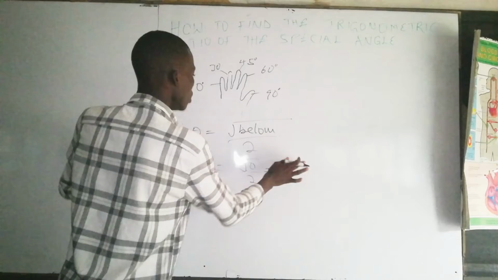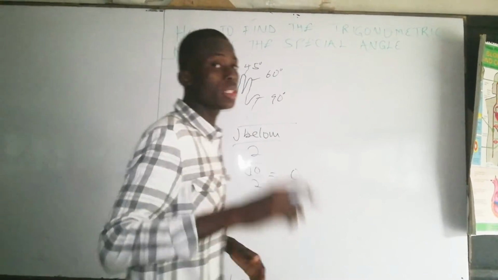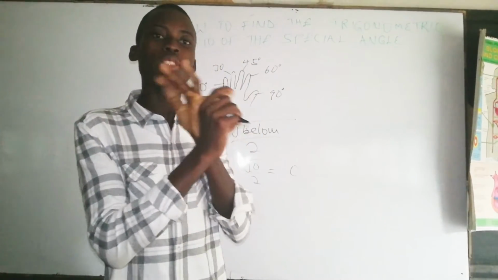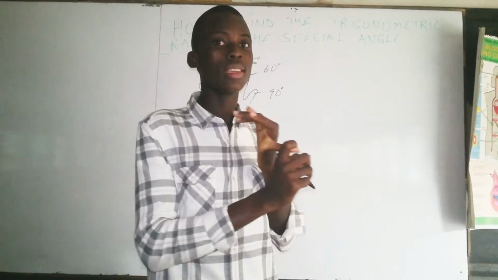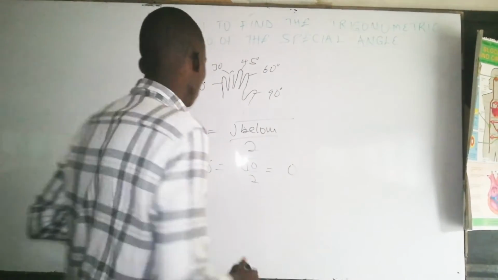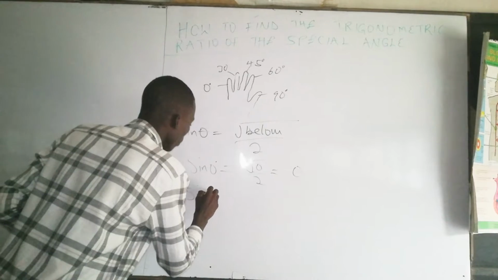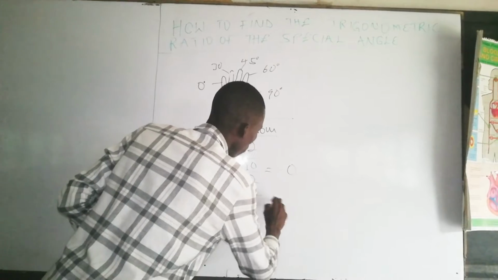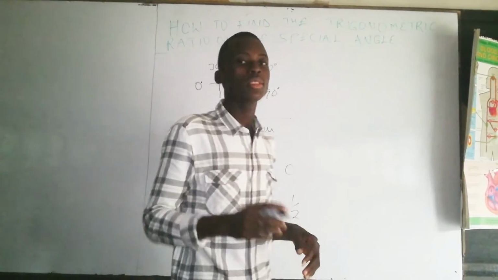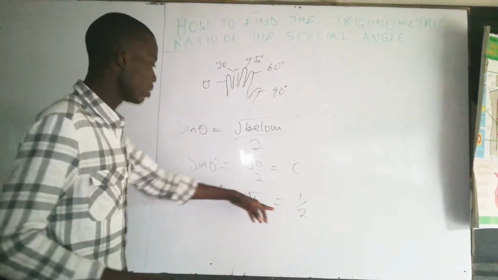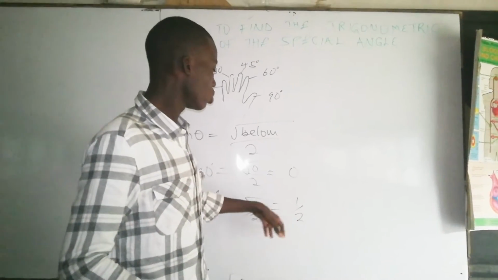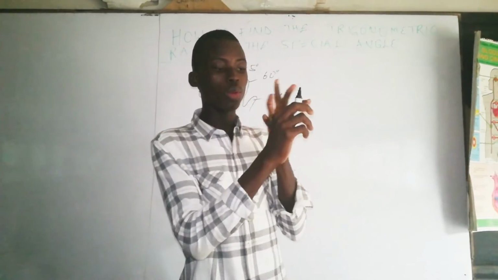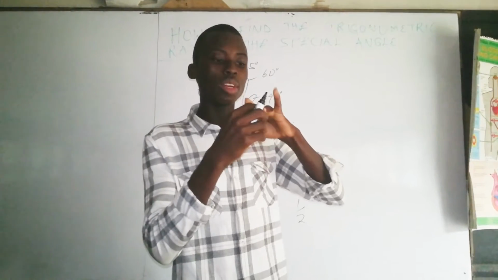And then we pick sine 30. When we pick this finger, we take the root of below, which is the little finger, which is 1. So our sine 30 will be root 1 over 2, which gives us 1 over 2. You know that root 1 is still 1. So the root of below is only this finger, and root 1 over 2 gives you half.